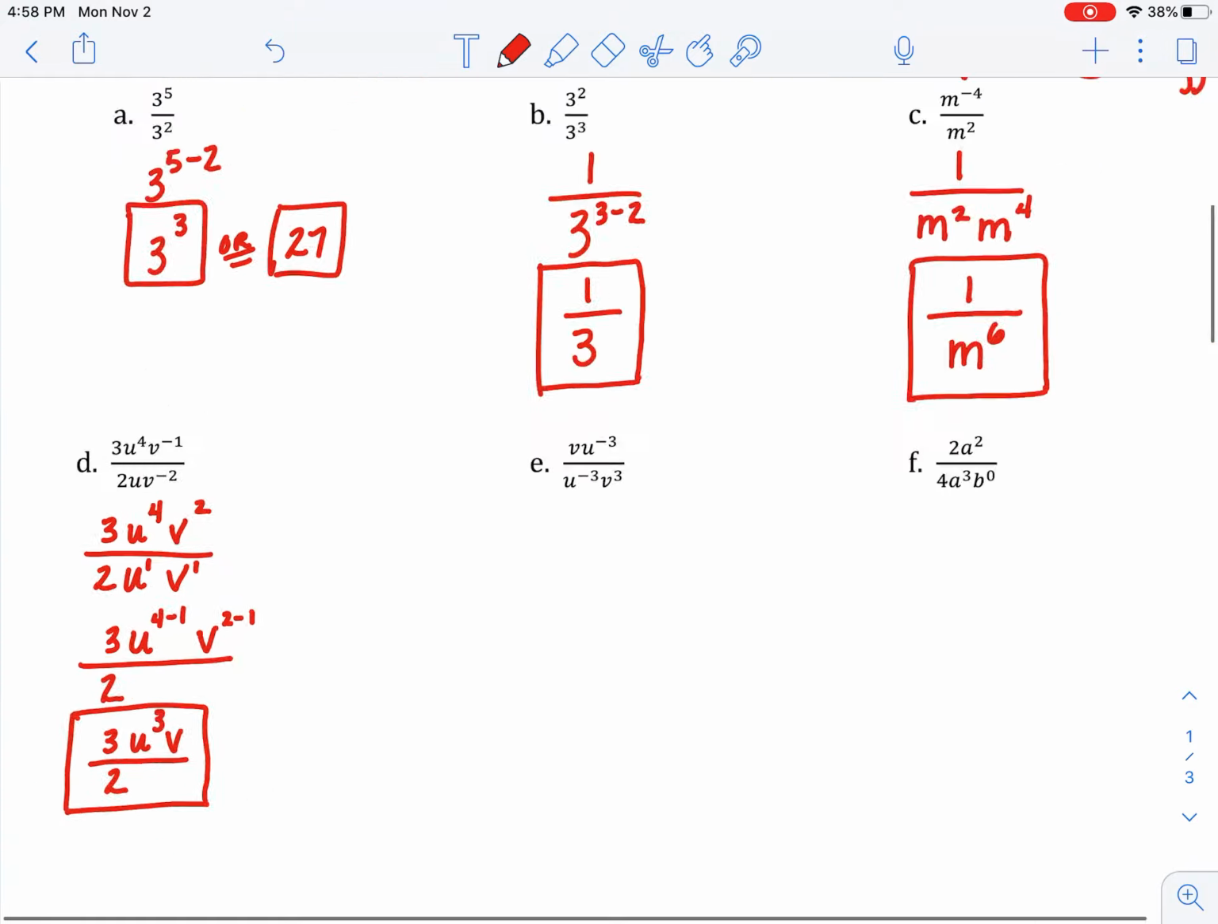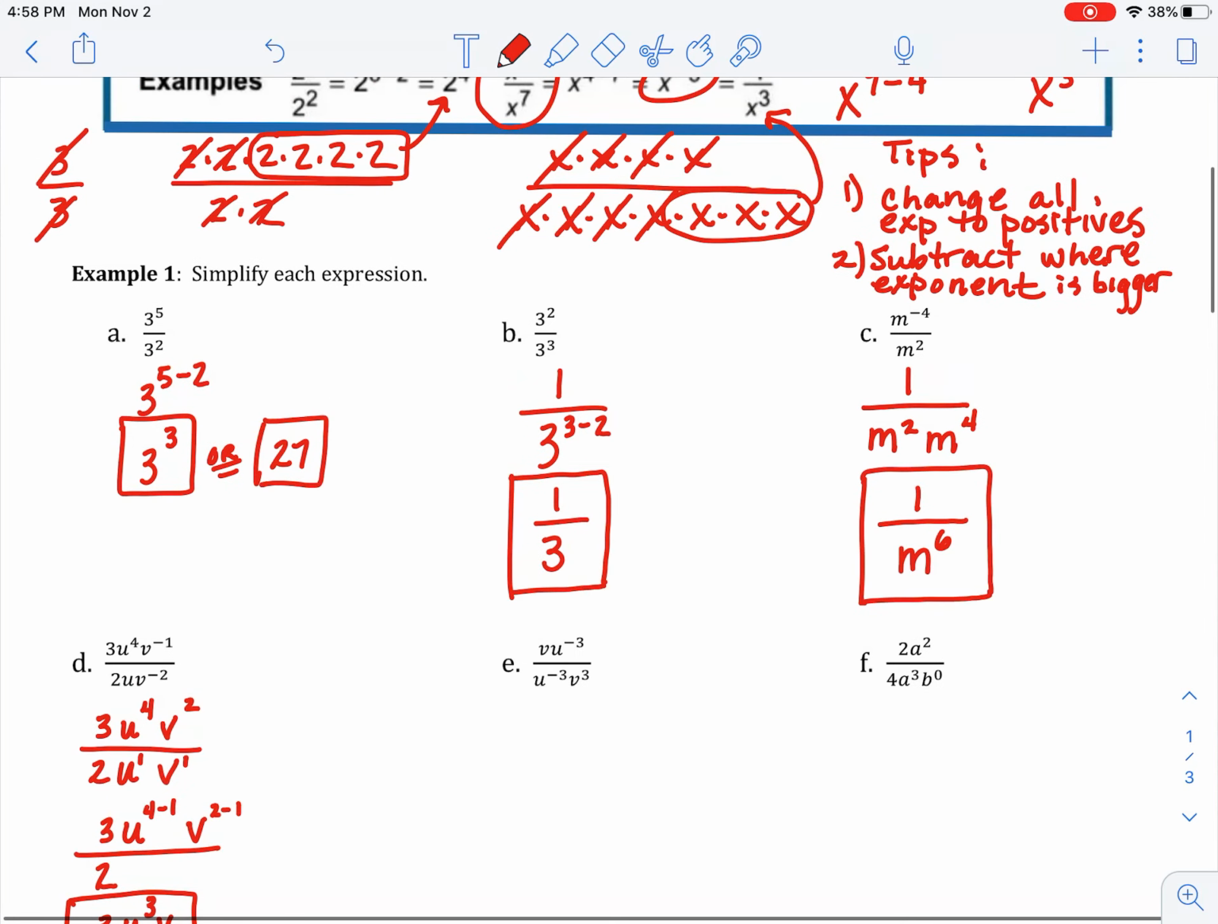So when we do that first rule up there, that change all the exponents to positive, it's actually a tip, it's not a rule. When we do that, then we don't have to worry about subtracting negative numbers and worry about double negatives.